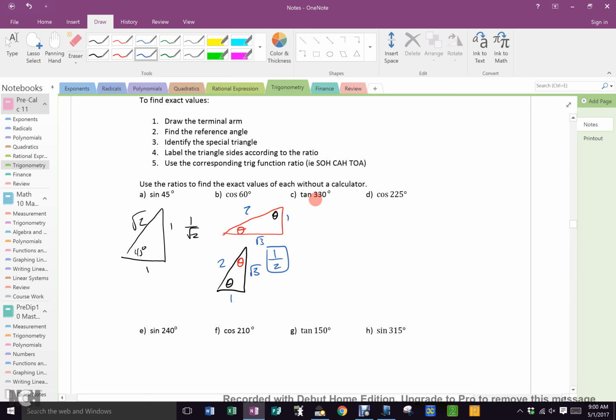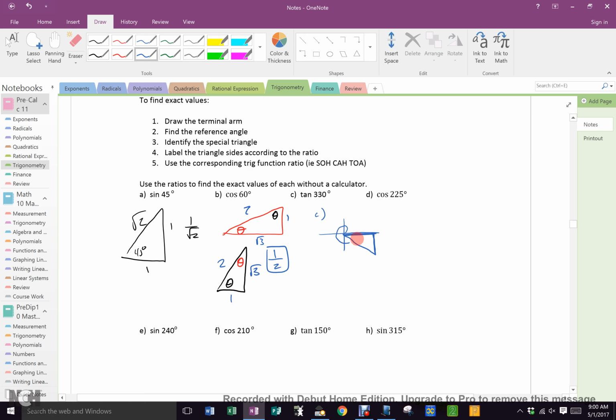Tan 330. So now the first two are easy because they're in the first quadrant, yes? Tan 330 is not in the first quadrant. So how do I do this? I have to draw it, don't I? Where does 330 live? Down here, right? I go all the way around to 330. That's the triangle I need.